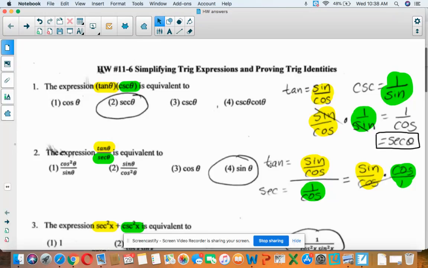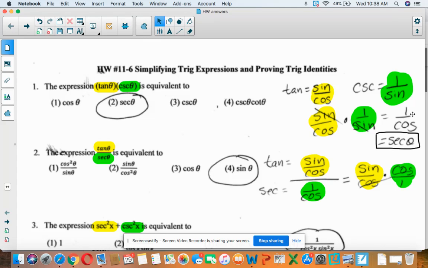So if we're looking at question 1, they want us to see what the expression tangent of theta cosecant of theta is equivalent to. So tangent of theta, remember, is just sine over cosine, and cosecant of theta is 1 over sine. So I highlighted these a little. All I'm doing is taking tangent of theta, which I have highlighted in yellow, which is really just sine over cosine, and I'm multiplying it by cosecant of theta, which I have highlighted in green, and cosecant of theta is 1 over sine. And you can see I have sine on top and sine on the bottom, so those can cancel out. So it's equal to 1 over cosine.